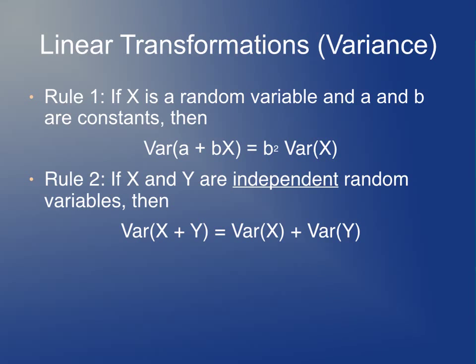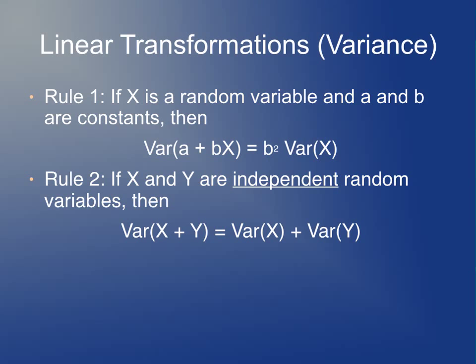There's also a formula for linear transformations of variance. If x is a random variable and a and b are constants, and you want to calculate the variance of a plus bx, a, it turns out, doesn't matter at all, which makes intuitive sense because variance measures the amount of dispersion in a random variable, so if you shift the data to the left or to the right, the dispersion doesn't change. But if you multiply it by b, then the variance is multiplied by b squared.